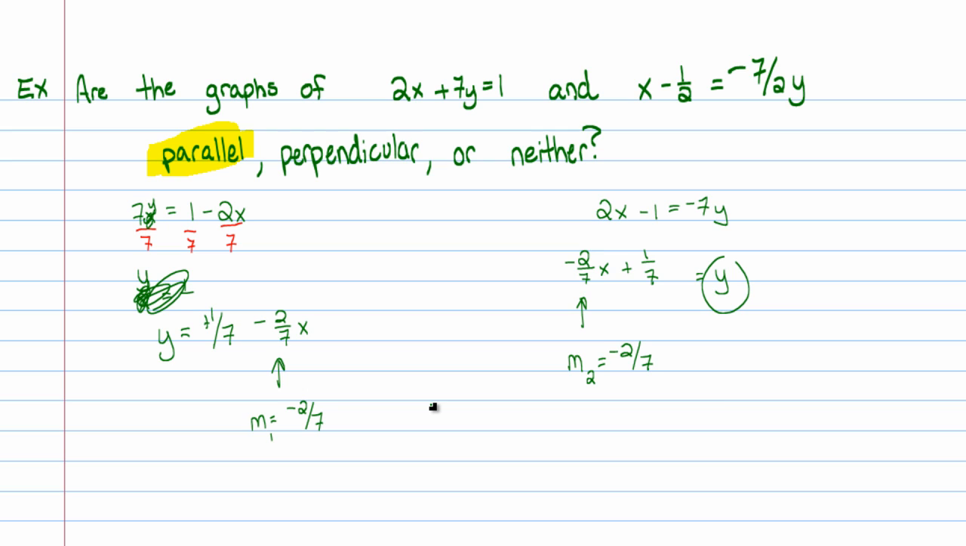If they're asking you if lines are parallel, perpendicular, or neither, if the slopes are the same, they're parallel. If they're opposite reciprocals, they're perpendicular. And if they're neither of those two things, which most equations are, you would just say they're neither parallel nor perpendicular.